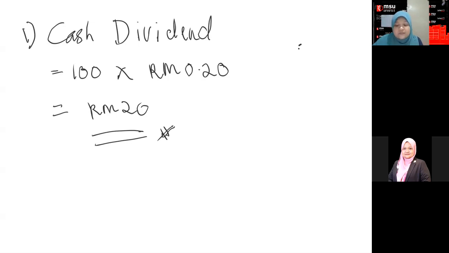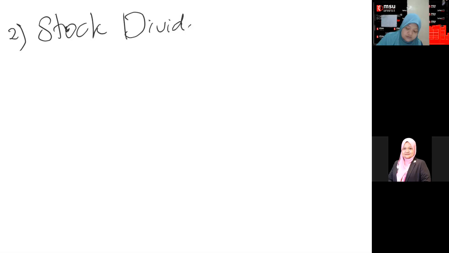So what if the company doesn't have enough cash to give out as dividend? They might apply another dividend policy. The second dividend policy is stock dividend. Instead of giving out a cash dividend, the company can also give stock dividend, which means they give extra units of stock, or extra units of shares.